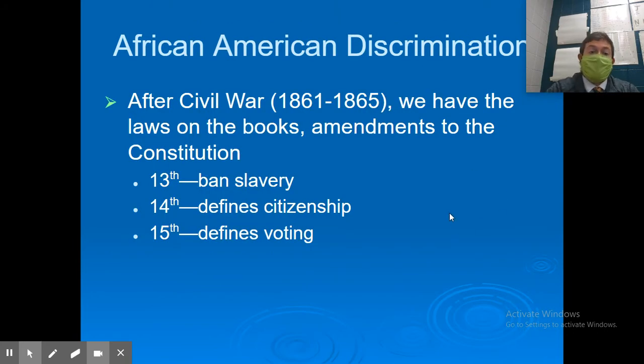So African American discrimination after the Civil War, which lasted from 1861 to 1865: we have the laws on the books, amendments to the Constitution. If you remember when we talked about different amendments added to the Constitution later on, the 13th, 14th, and 15th amendments all deal with slavery. The 13th bans slavery and gives freedom to indentured servants and slaves. The 14th defines citizenship and what that means. And the 15th defines voting.